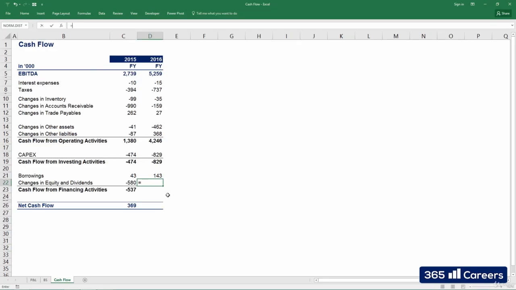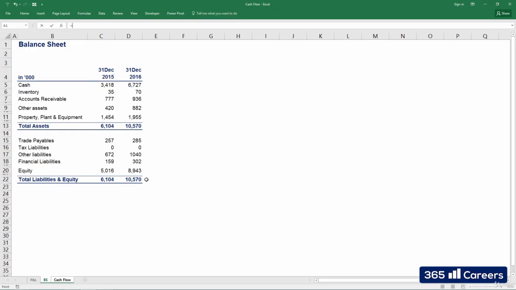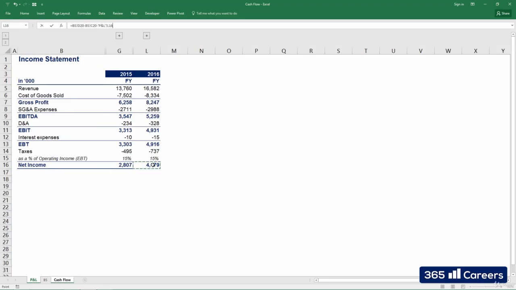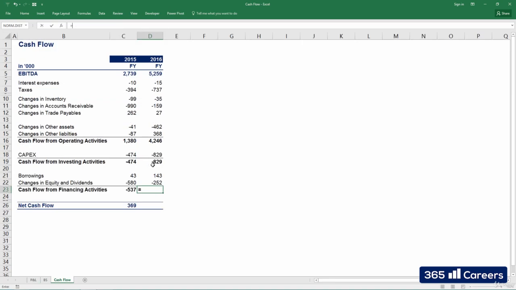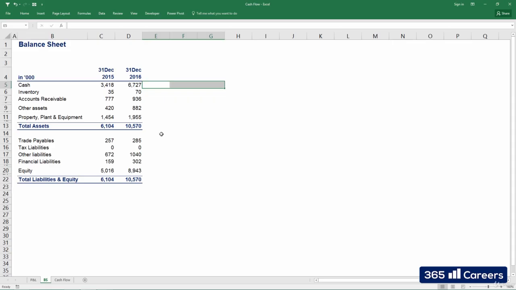Dividend payments are an item that decreases equity. We can subtract last year's equity from this year's equity and subtract net income to obtain the company's changes in equity and dividends. This gives us cash flow from financing activities, which in turn allows us to calculate the company's net cash flow. Let's check if we worked this correctly.